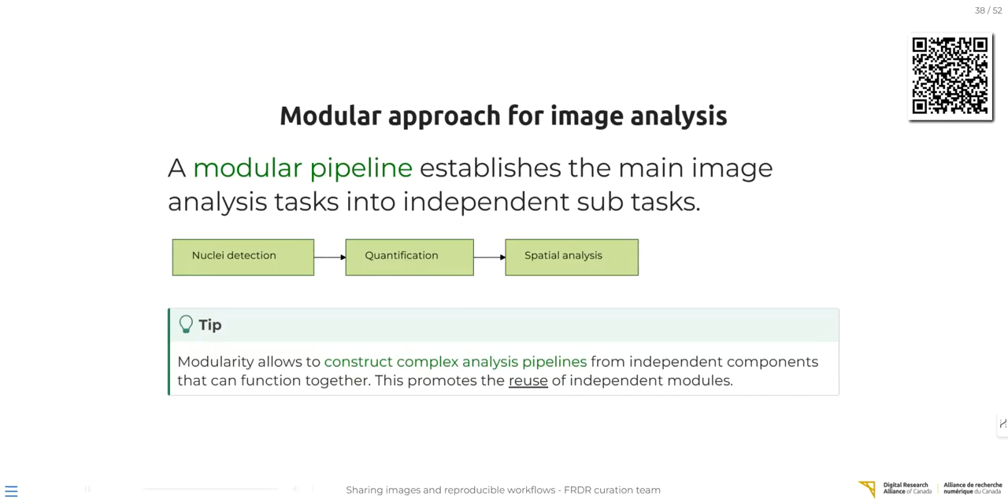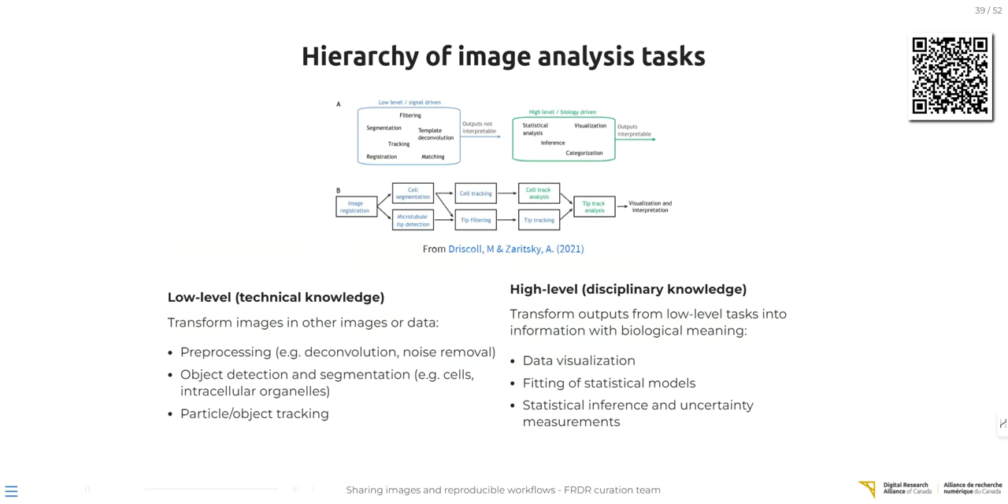With a modular pipeline, we can break down image analysis into distinct, manageable tasks. In this example, the pipeline starts with nuclei detection, followed by quantification, and ends with spatial analysis. Each step operates as an independent module. This approach allows researchers to build complex workflows by combining smaller, well-defined components. The advantage is that these modules can be designed and executed independently across projects, making the process more flexible and scalable. In image analysis workflows, we can identify a hierarchical structure, moving from technical image processing to biological interpretation.